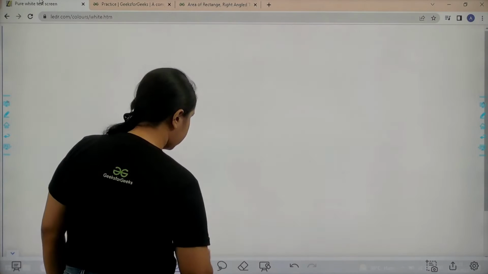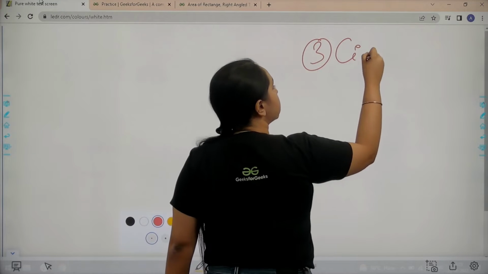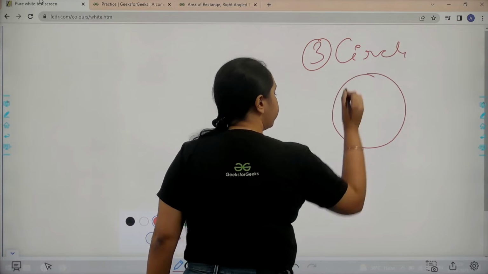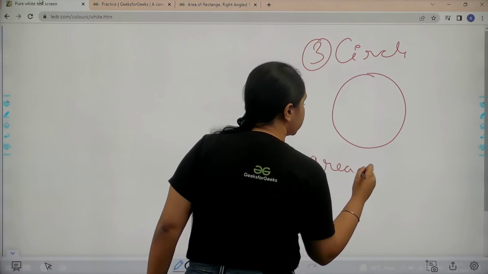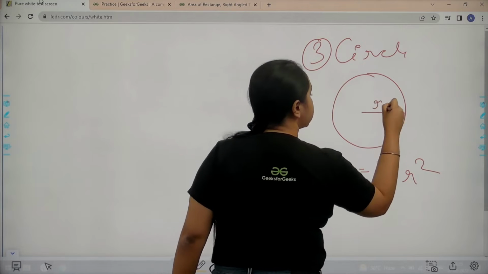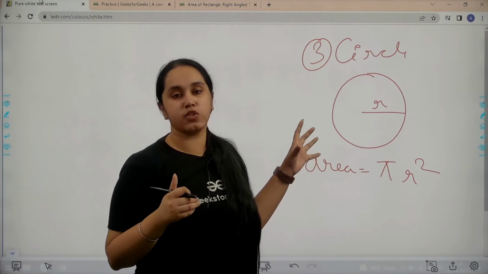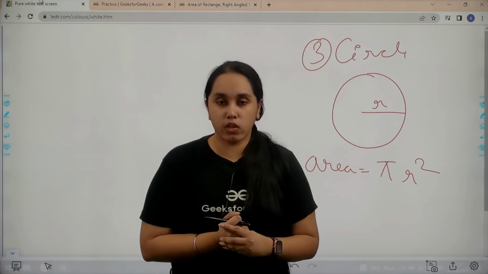And the last one, the third one, is a circle. For the circle we have the formula for area, which is pi r square, where r is the radius. I hope you guys are clear with the formulas. We just need to apply these formulas and we can easily solve this question.